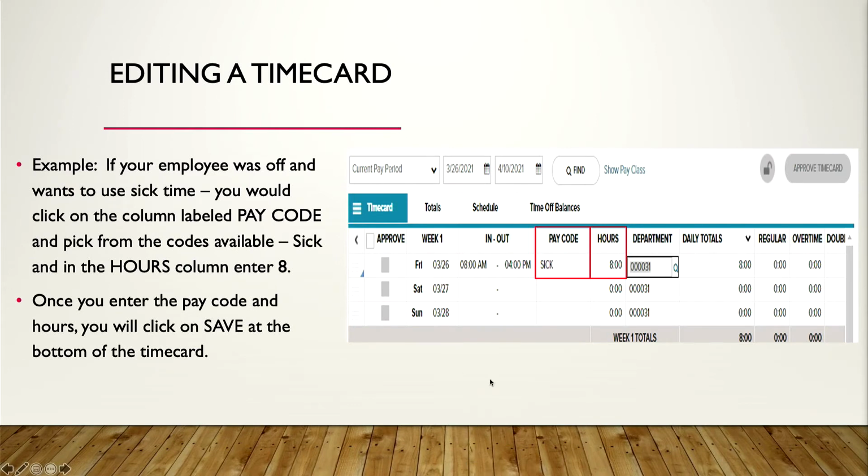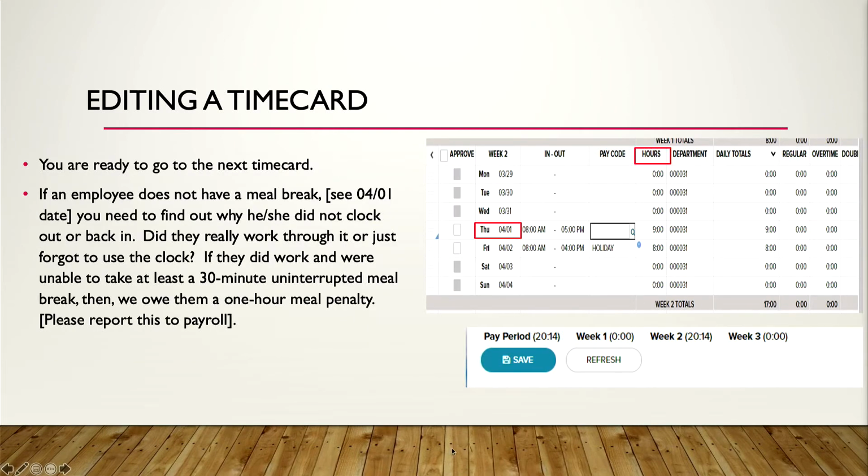Example, if your employee was off and wants to use sick time, you would click on the column labeled Pay Code and pick from the codes available. Sick, and in the hours column, enter 8. Once you enter the pay code and hours, you will click on Save at the bottom of the time card. You are ready to go to the next time card.